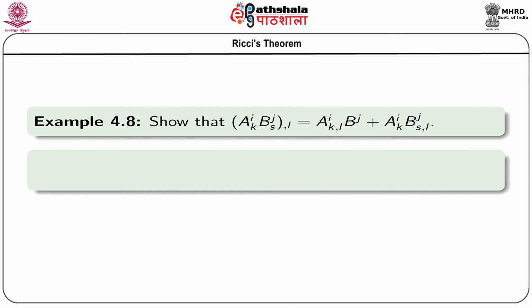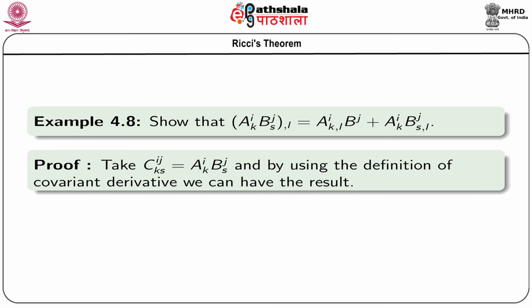Now, let us see some applications of the covariant differentiation: (a_ik b^j_s),l equals a_ik,l b^j_s plus a_ik b^j_s,l. That means it follows the product rule with respect to covariant differentiation, and this can be easily proved by taking a_ik b^j_s as c^j_iks, and using the covariant differentiation we can prove the result.